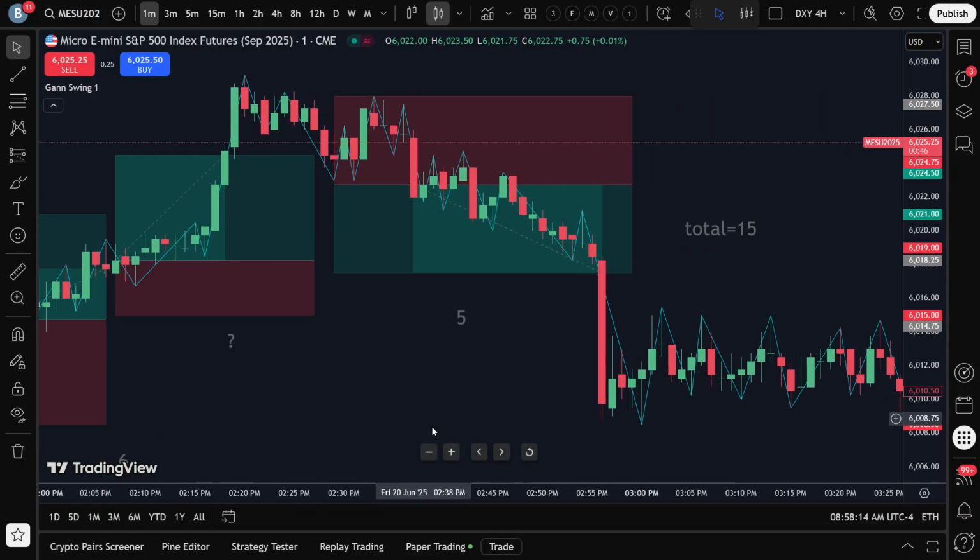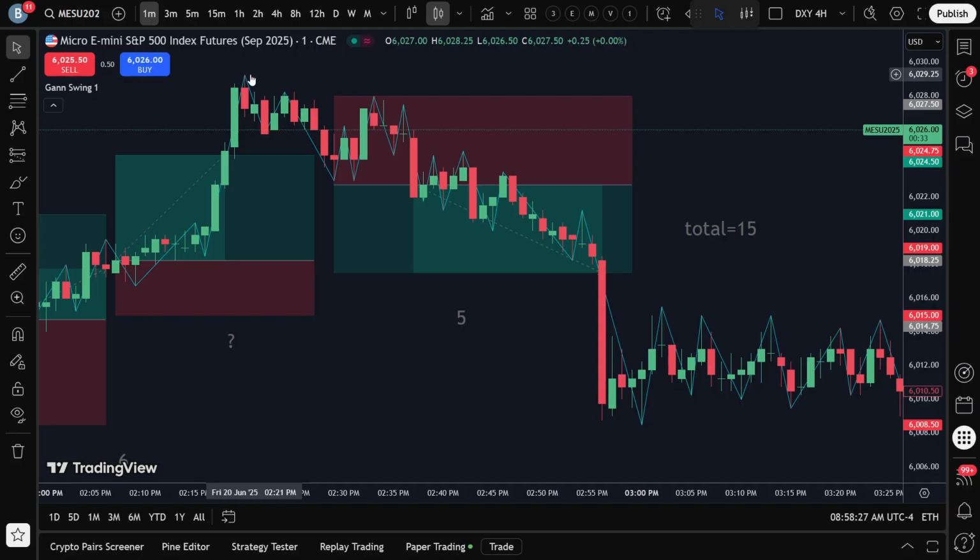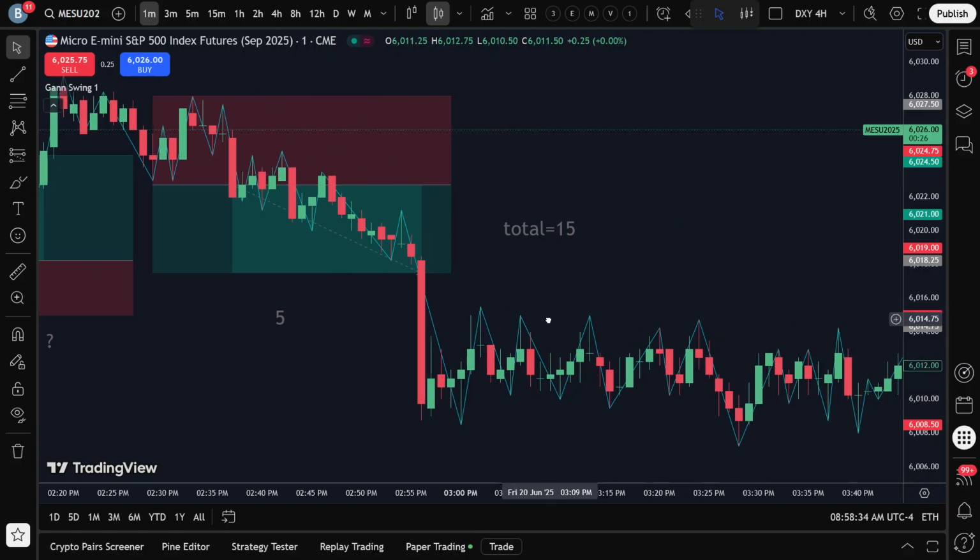And then the last trade of the week, we have a reversal, a move down, first Gann swing, second Gann swing. This swing is a lot bigger than the first one. Put your stop here instead of up here, but you could have done either in this case. And you get your 5 points to end the day, another 15-point day.